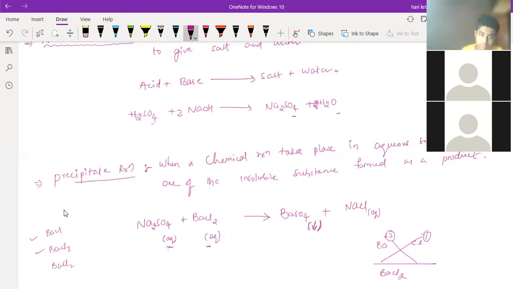Understanding? In the precipitate reaction, whatever reactants are there, all the reactants should compulsorily be in the aqueous state, so that one of the products forming is an insoluble substance in that aqueous state. It will settle at the bottom of the beaker, that is a precipitate, like barium sulfate. And the other product will be in the aqueous state only. Okay, understand the precipitate reaction?